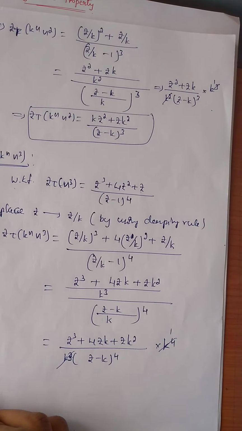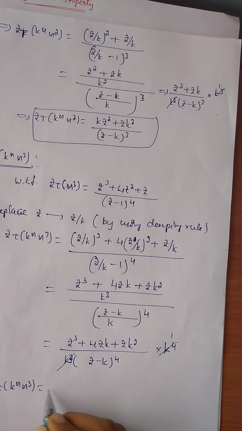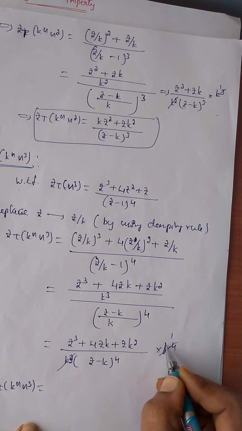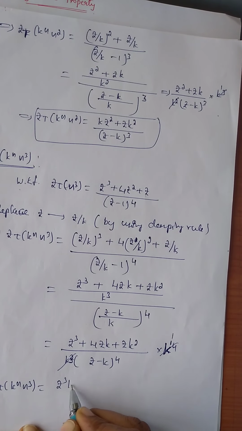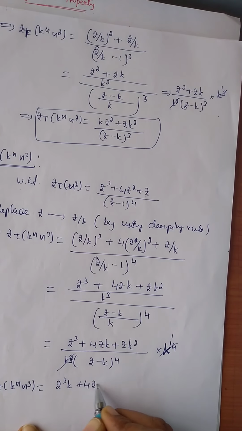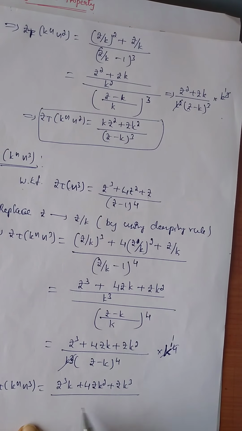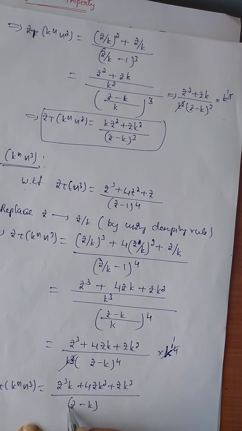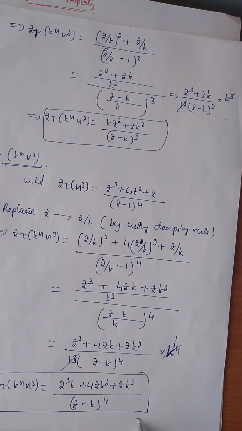The final answer is the z transform of k to the power of n into n cube. Just multiply with the remaining k term, we get z cube into k plus 4z into k square plus z into k cube, and the denominator is z minus k to the power of 4. This is the z transform of k to the power of n into n cube.